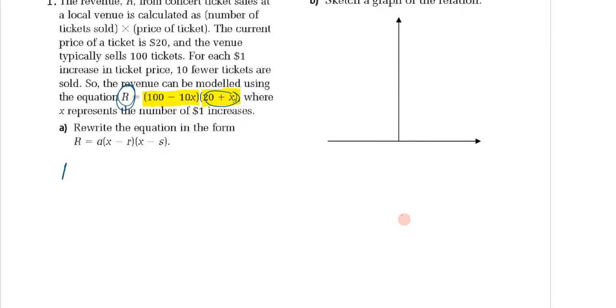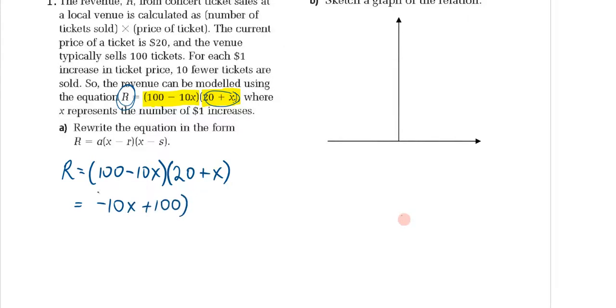Let's rearrange. So if I have R equals 100 minus 10x, in the first bracket, the number of tickets sold, and then 20 plus x, which is my price per ticket. I'm going to rearrange that. I'm going to write the negative 10x first. So negative 10x plus 100 in brackets. And then I'm going to write the x first, so x plus 20. Okay. And then let's see, I'm going to factor out a negative 10 from the first bracket. So negative 10 comes out. x. 100 divided by negative 10 is negative 10, so x minus 10, and then x plus 20.